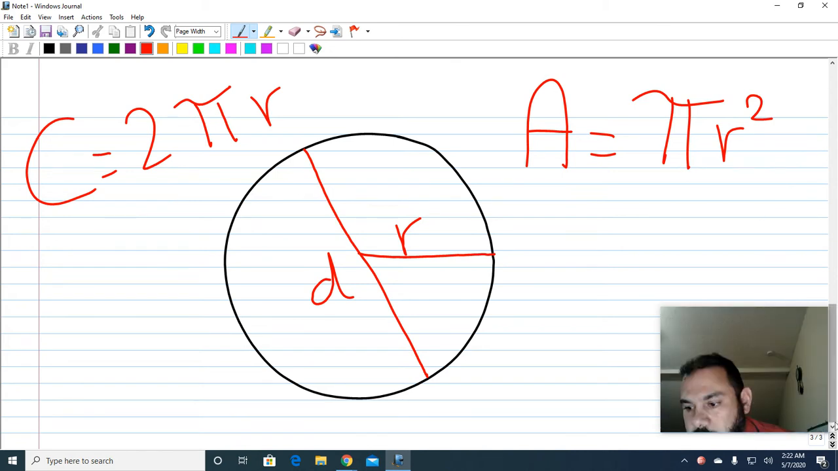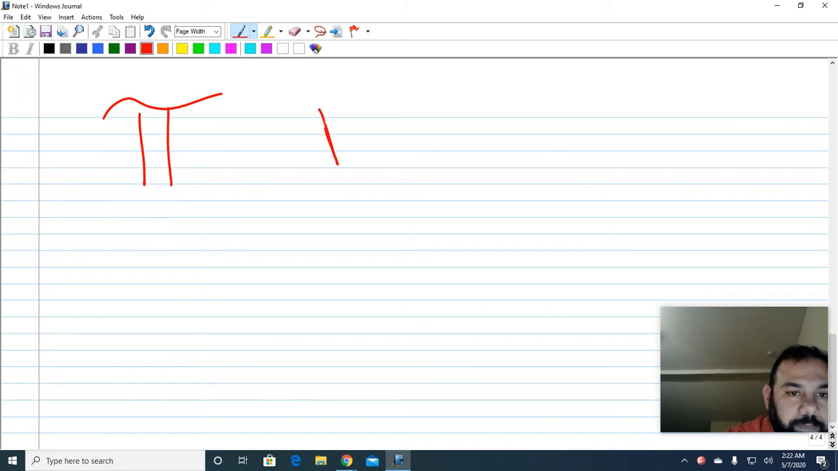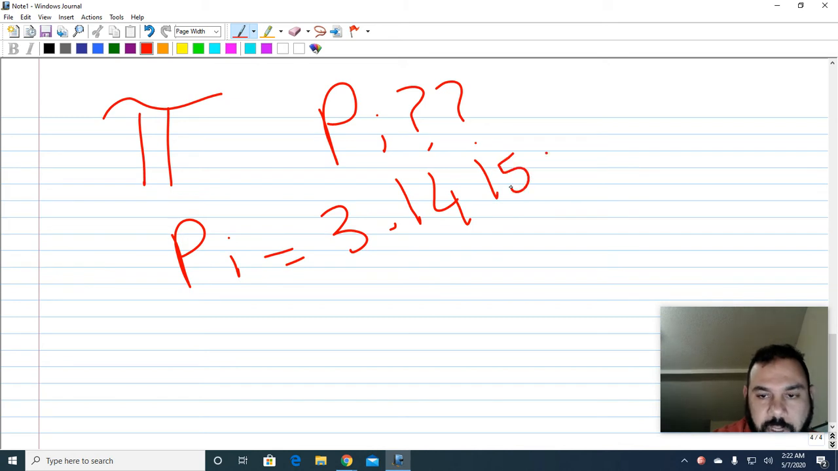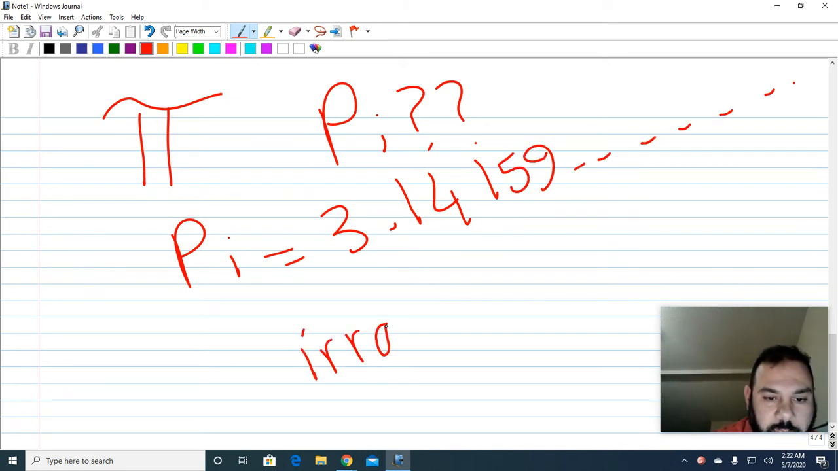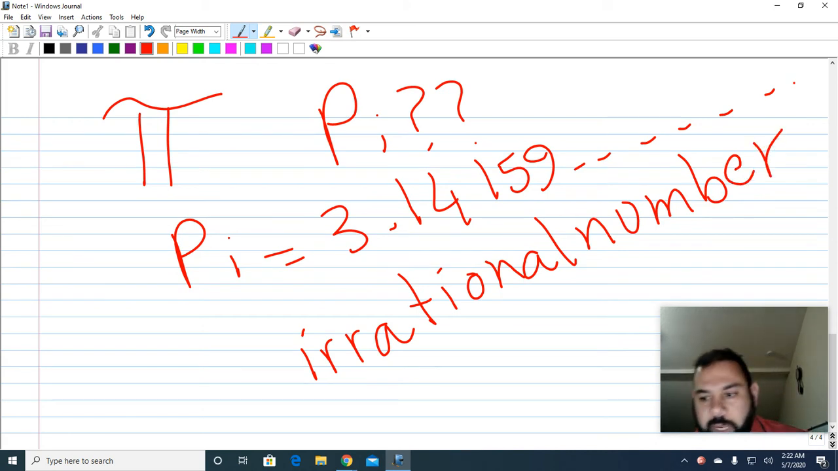Let's very quickly review what pi is. What is this pi? If you look for it, you're going to find it has like 3.14159 and it will keep going forever. It's an irrational number. So it has this value.